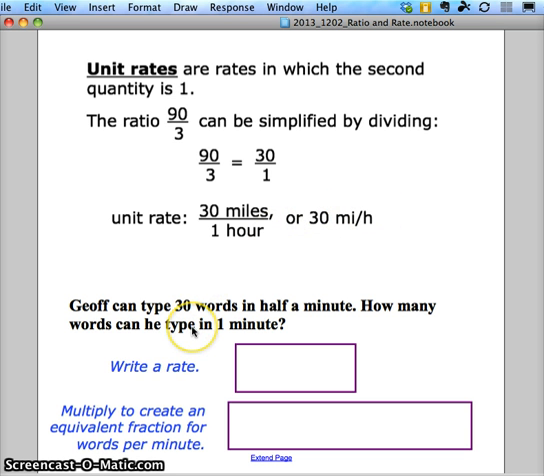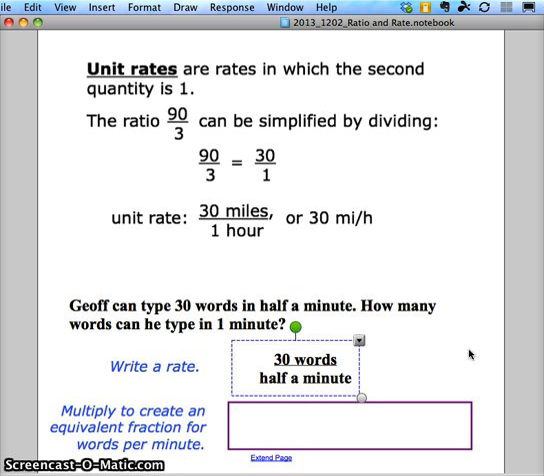So when you're solving it, if you look down here, you think about the information that you're looking at. So you change your ratio into a rate, meaning a comparison of two different quantities. So what kind of rate might you come up with for Jeff can type 30 words in half a minute? Well, 30 words in half a minute. And usually we put time at the bottom. It's sort of a constant piece for us. So we write 30 words in half a minute.